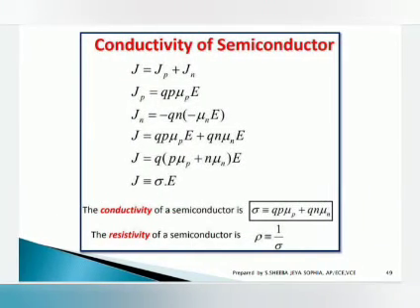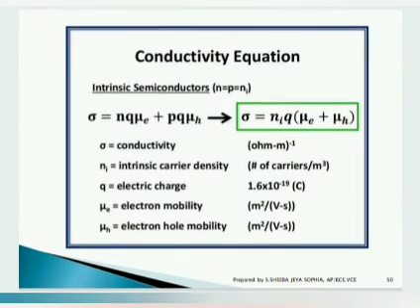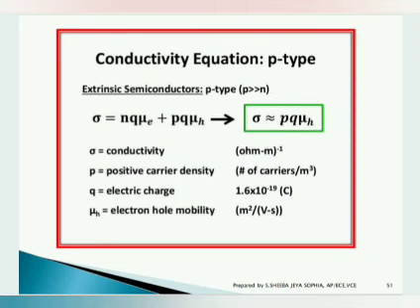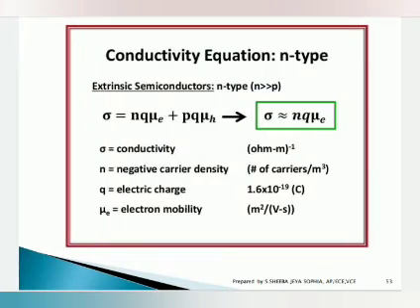Moving to the third major parameter, conductivity of semiconductor. The conductivity of semiconductor sigma is found by q p mu p plus q n mu n. q is nothing but the electric charge. mu e is the electron mobility and mu h is the hole mobility. n_i is the intrinsic carrier density. So you can separate it for intrinsic conductors as well as extrinsic conductors. For extrinsic conductors we have two categories, P-type and N-type.